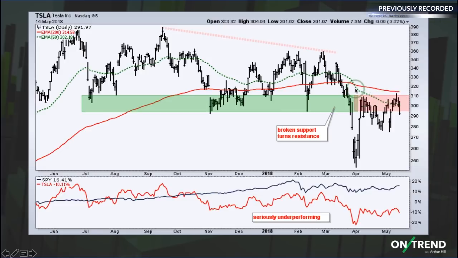We can see the 50-day EMA is below the 200-day. The 200-day is sloping down here, and prices are below it. So I would expect Tesla to move lower from here. And then if you look at Tesla relative to the market, SPY, it was doing okay until October. And it has just been a constant underperformer relative to the market. Tesla's down 10% over the past year, and SPY is up 16%. So Tesla is not even a stock you want to consider right now.